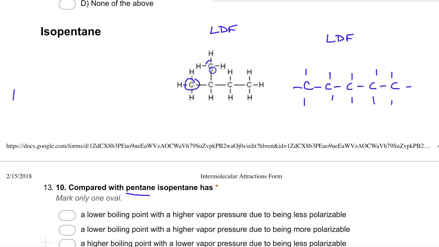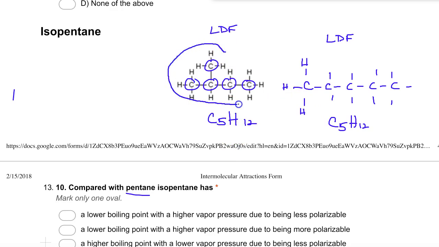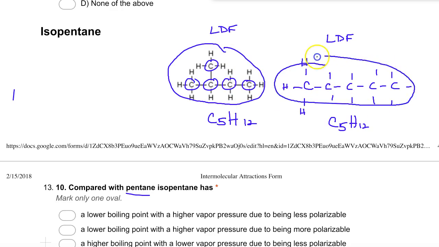These are what? C1, 2, 3, 4, 5. C5H12. They're both C5H12. If I put the H's in, trust me, there's 12 of them in for every one of these positions here. So they have the same number of electrons, but hey, this shape is less polarizable than the elongated shape. So my friends in chemistry, this is going to have weaker LDF forces. This will have a little bit stronger. So the pentane, not the isopentane.